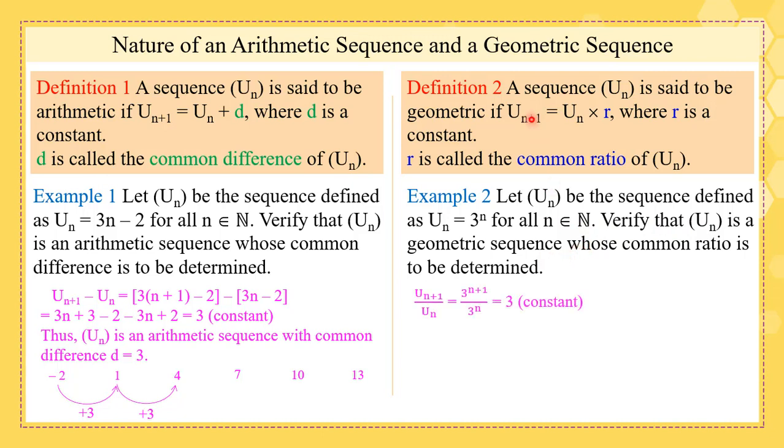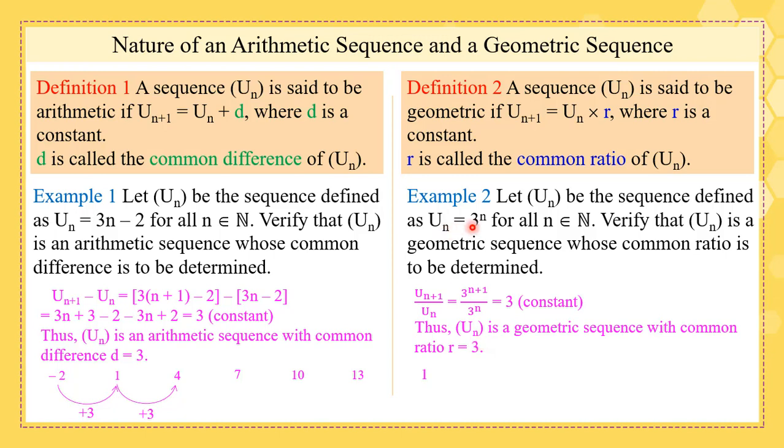Well, in this case, we find un plus 1 over un, and we check whether it's a constant or not. Un plus 1 over un is 3, which is a constant. This means that un is a geometric sequence, and the common ratio would be the constant itself, which is 3 in this case.